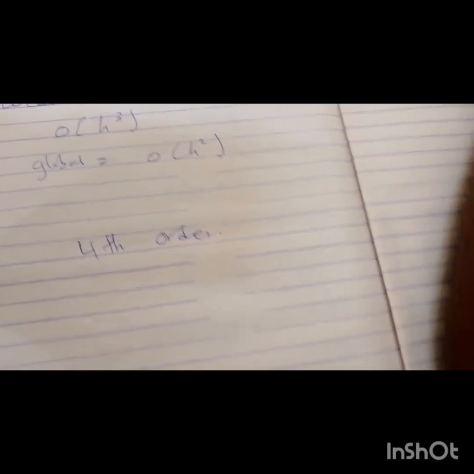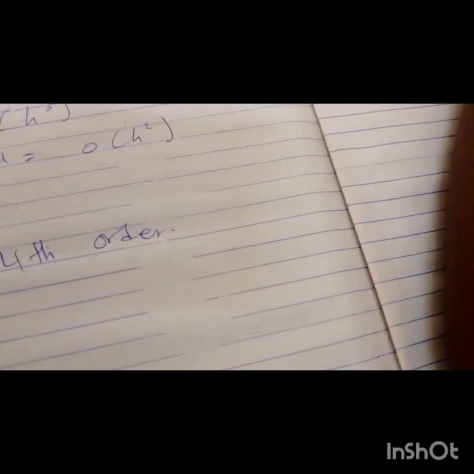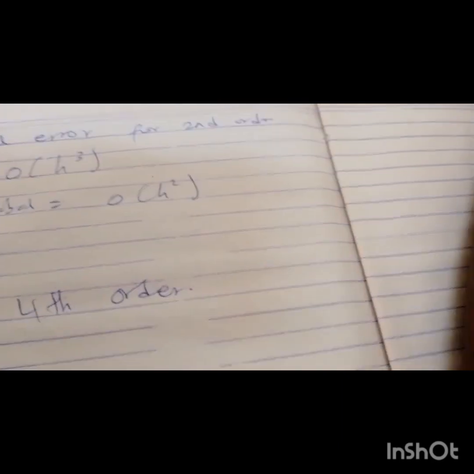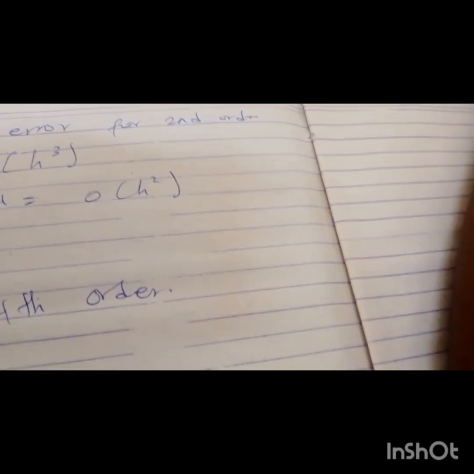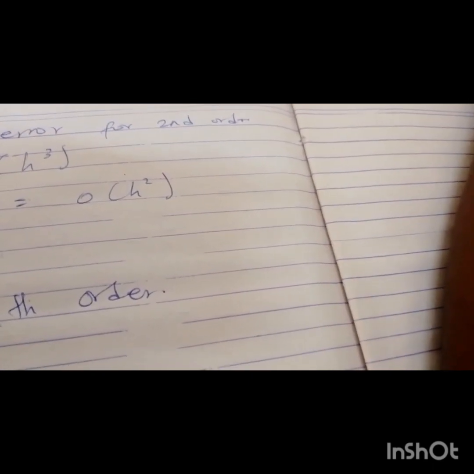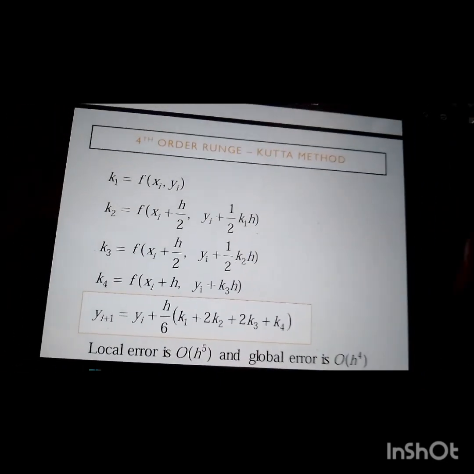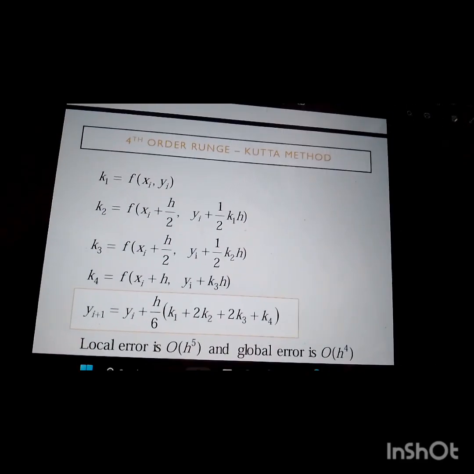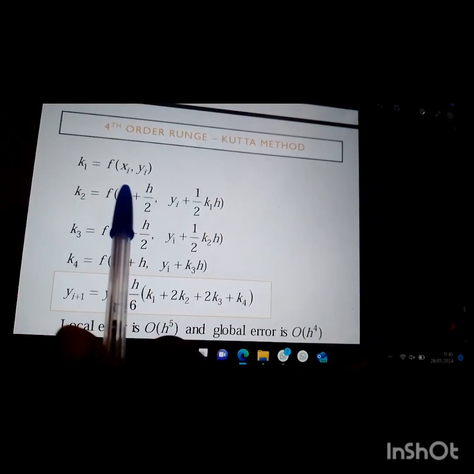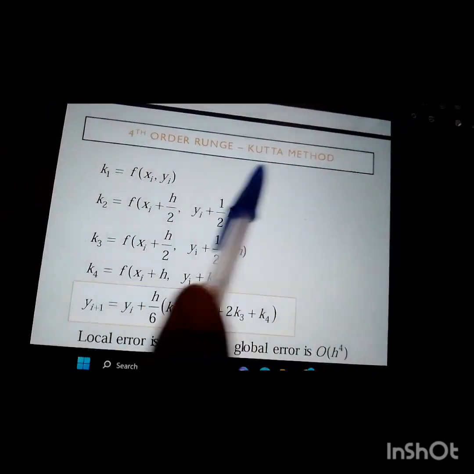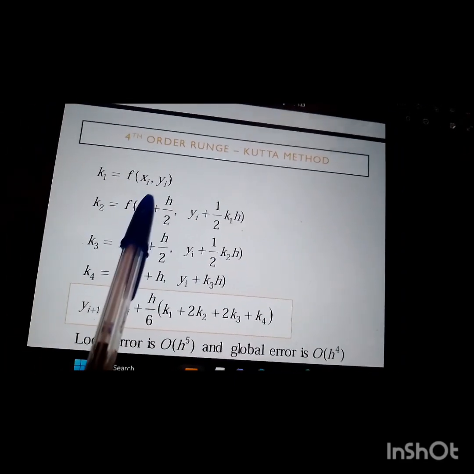There's a fourth order Runge-Kutta method. So with the fourth order, you have to find 4 k values. Second order you find 2 k's, fourth order you find 4 k's, right? It's really a lengthy process.